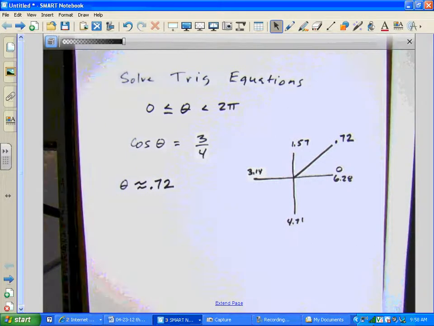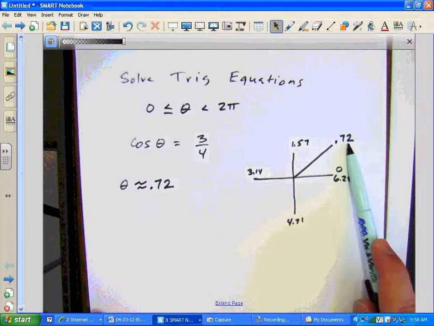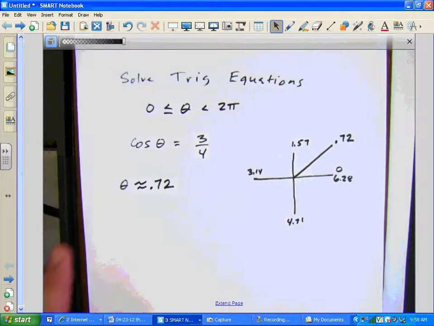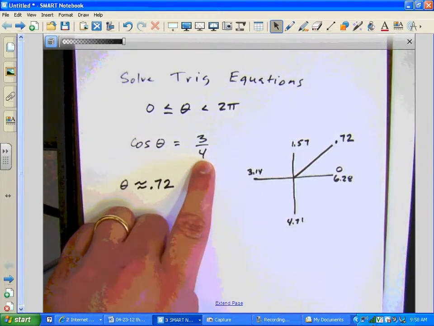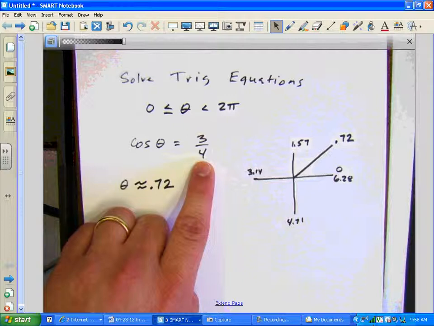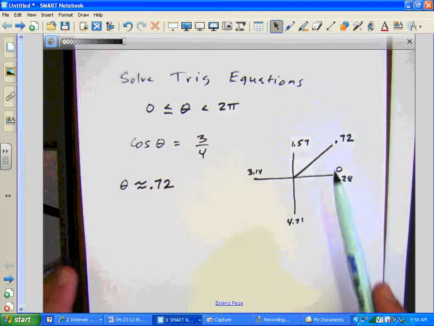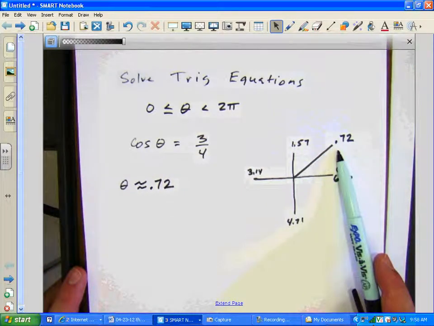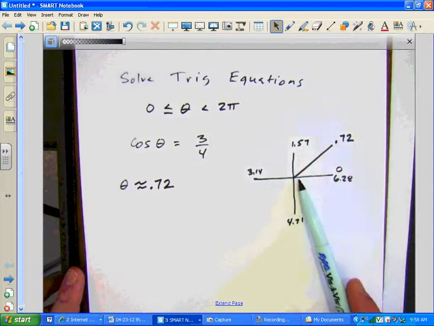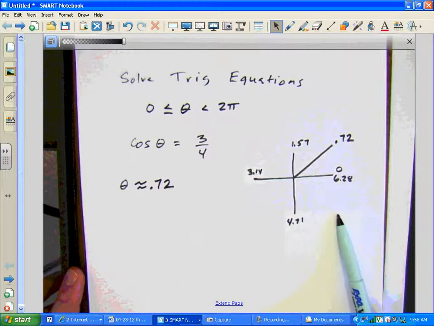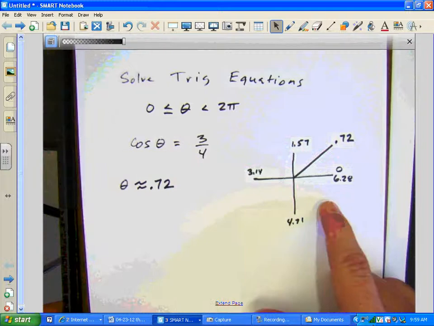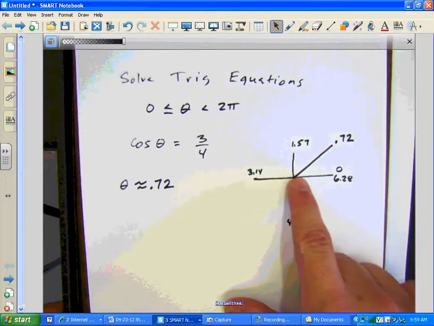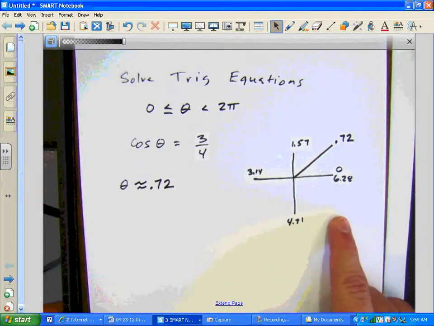Now, let's look at this. That's one of my solutions. There's another solution out here somewhere. Here's what I want you to think about. We're saying the cosine of theta is 3/4, which is positive, right? Now, where is cosine positive? In the first and, yeah, the fourth. So since cosine is positive in the first and the fourth, we're going to have another answer in the fourth quadrant, and that's what we've got to figure out.